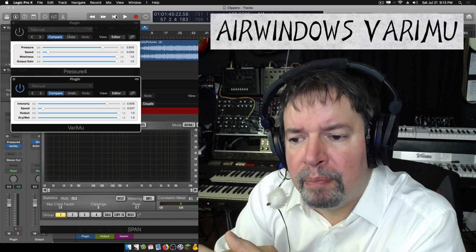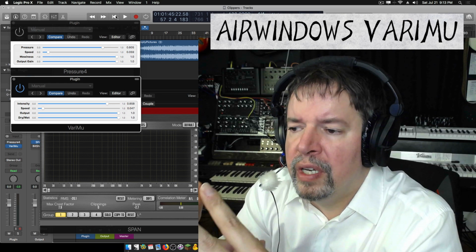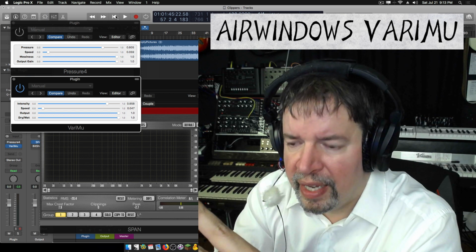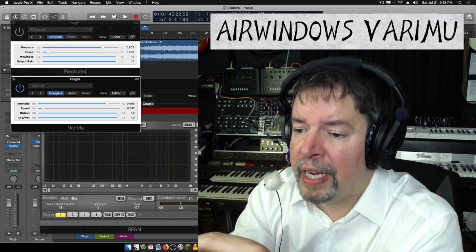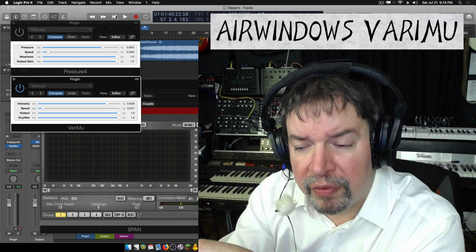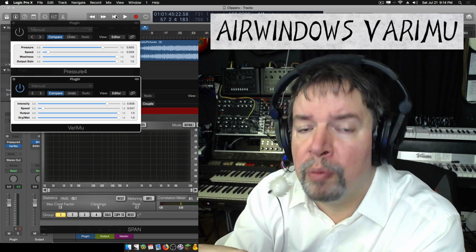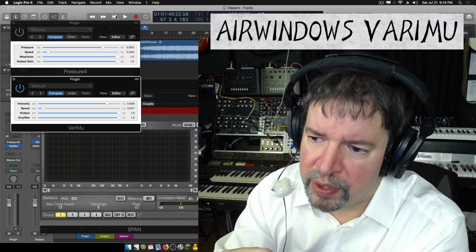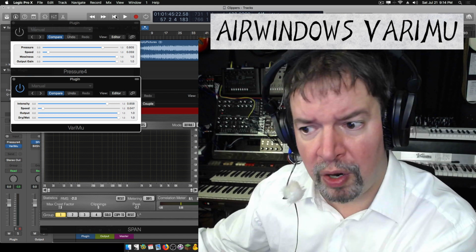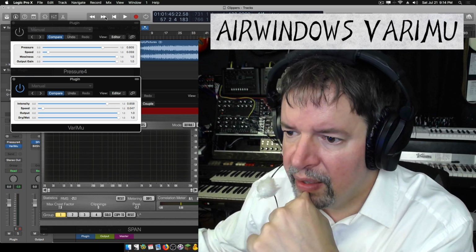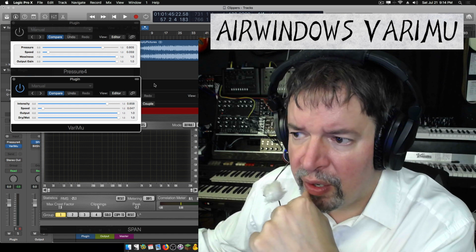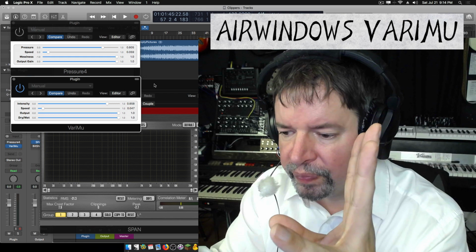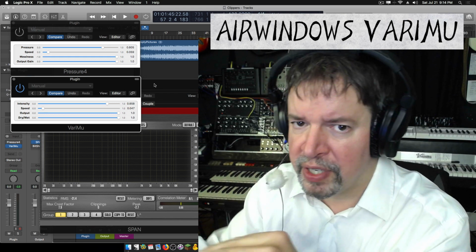VariMu changes that because VariMu is referring to the previous sample as well as the sample that it's on, and then it's multiplying whichever is the louder of those two by itself. So VariMu is essentially a root mean square style compressor rather than just a regular style compressor. That means that loud peaks hit it much harder, and it'll also broaden those peaks slightly so that little high frequency stuff doesn't get by it as easily.